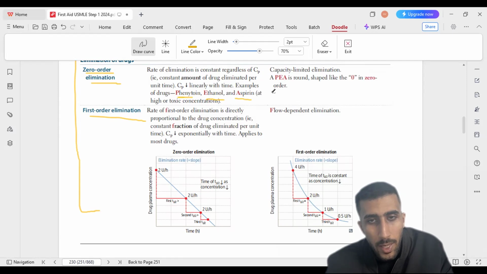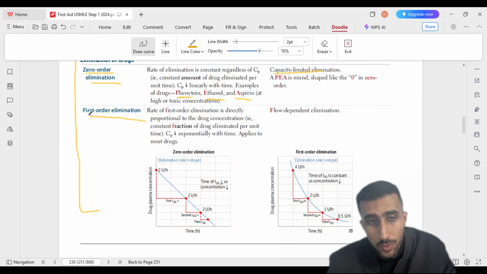With zero order elimination, the body has a specific capacity to get rid of phenytoin, an antiepileptic, or ethanol, or aspirin, and it doesn't have the capability to exceed that whatever happens. So phenytoin, ethanol, and aspirin all have zero order elimination, and it's capacity limited elimination.